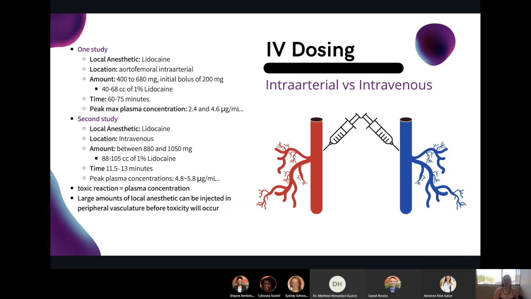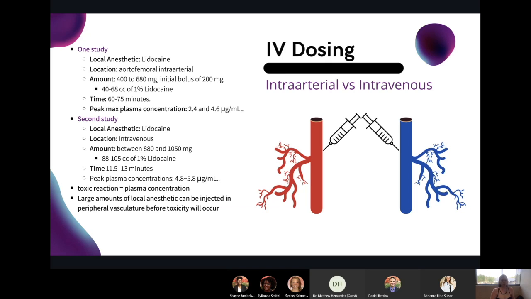In other studies, large amounts of lidocaine were administered intravenously in more of a reasonable amount of time, and they injected 880 to 1,040 milligrams of lidocaine over 11.5 to 13 minutes, and peak plasma concentrations were between 4.8 and 5.8 micrograms per milliliter. So according to these studies, it is hard to determine which of these had an increase in toxicity because peak plasma concentrations are related to the rate of infusion.